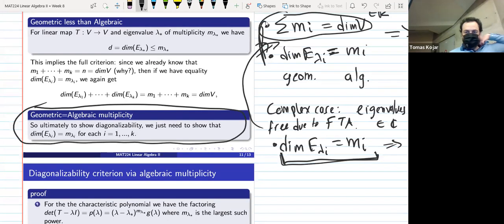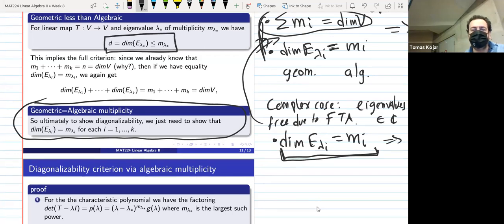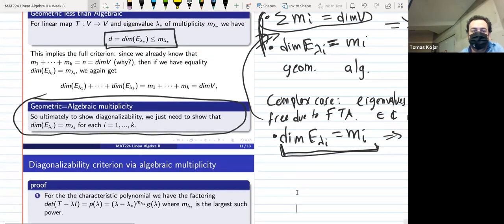Sounds like a government. In general, they're not equal, but you still have this inequality. Let's prove that because the proof is interesting, and we will need it for the Jordan block in two weeks. We can prove that geometric is always less or equal than algebraic. That's the result, and the proof is trickier than we think.